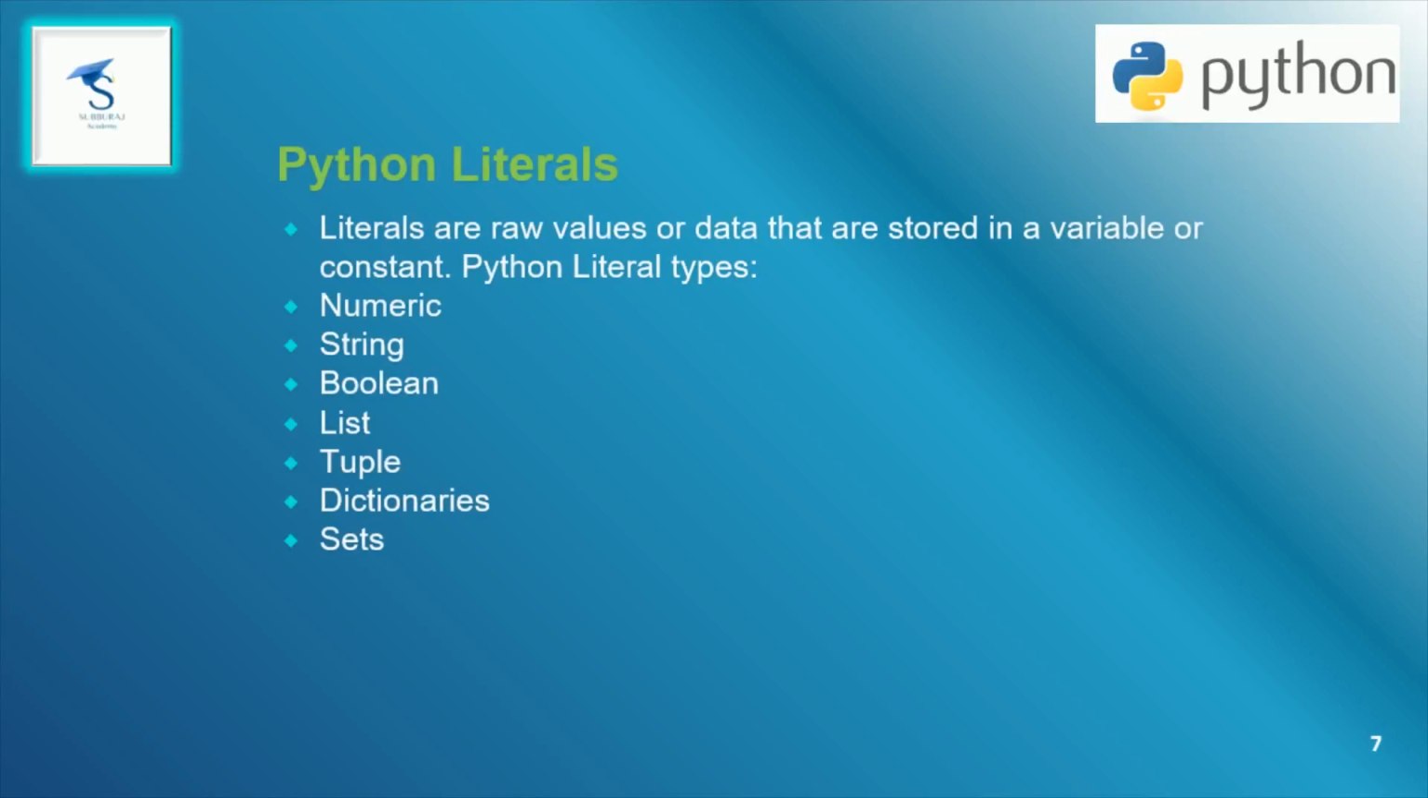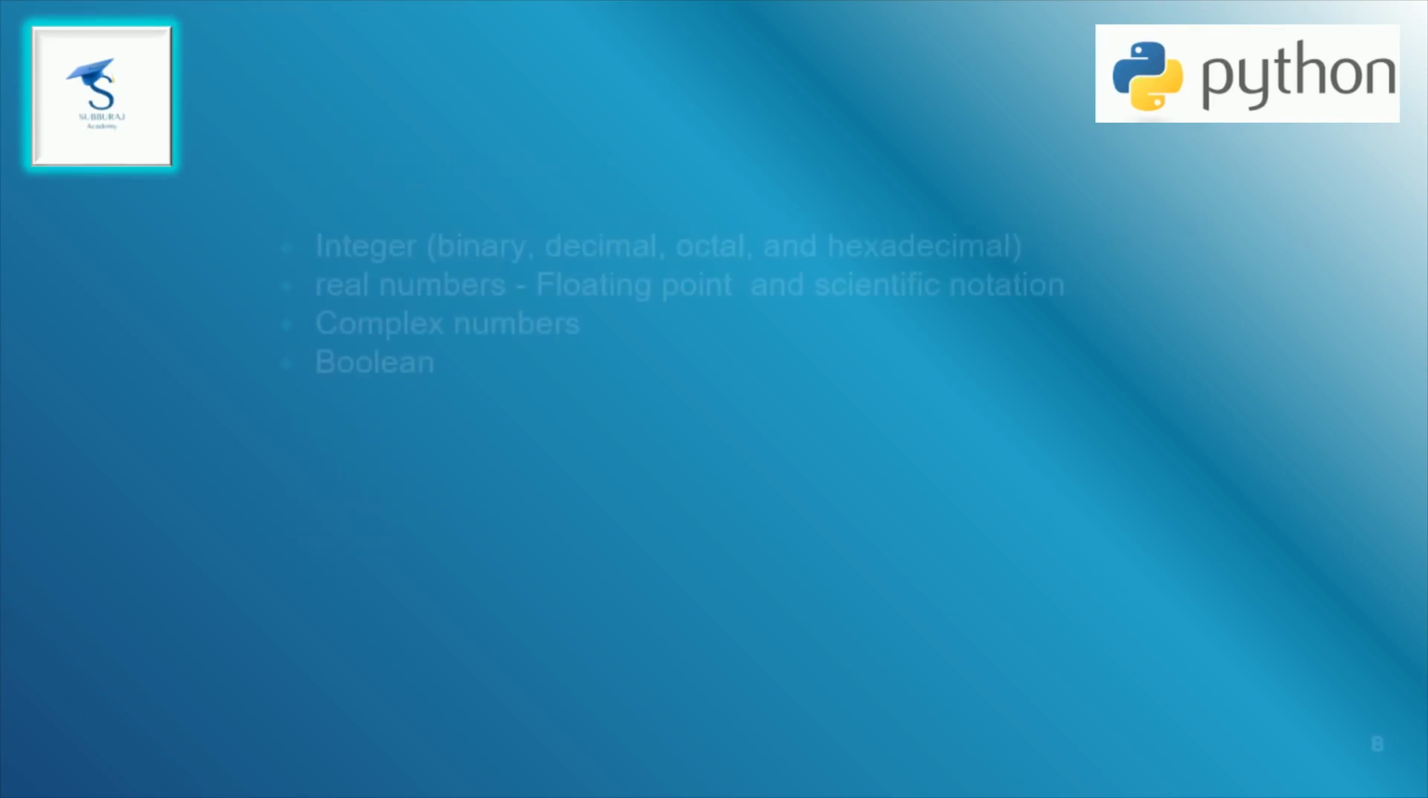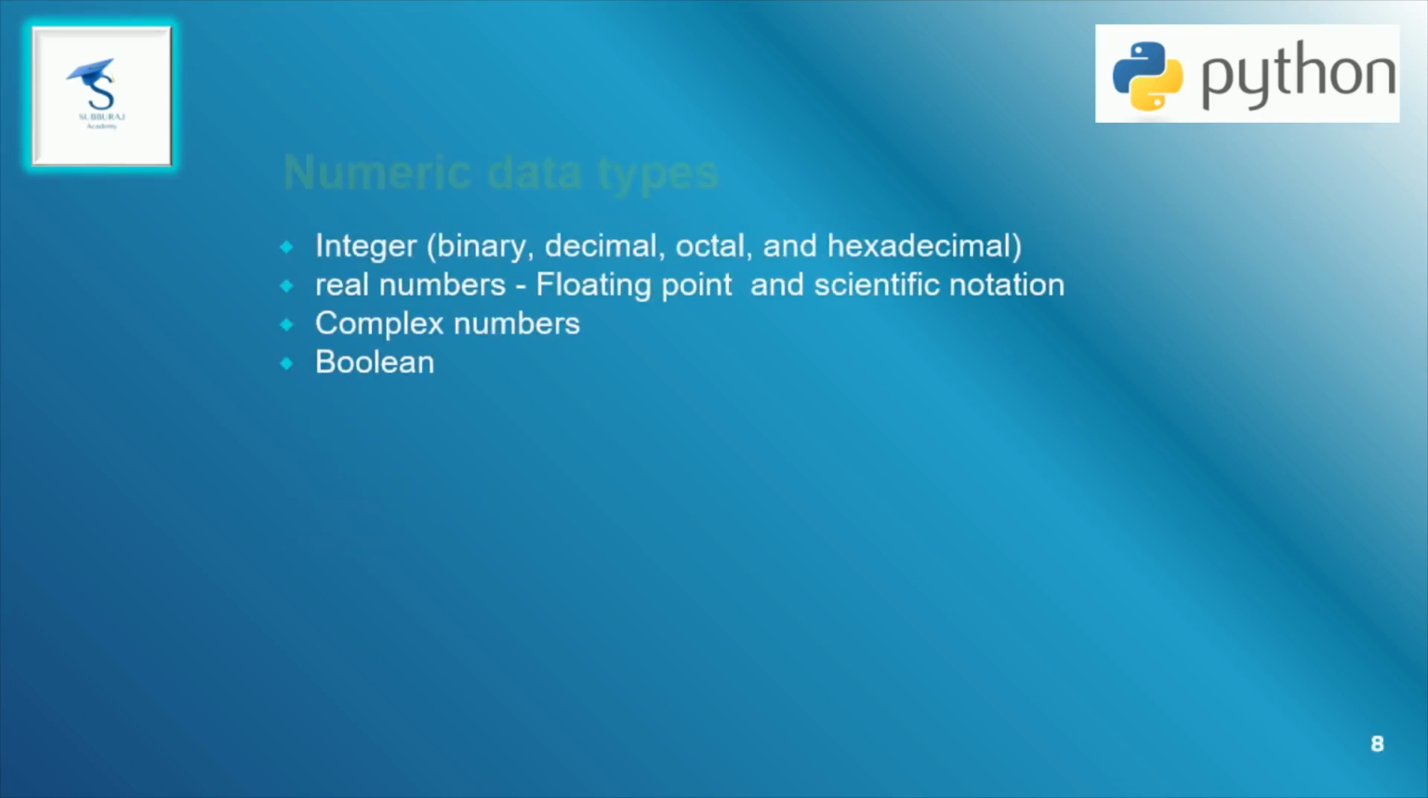Literals or raw values are data that are stored in a variable or constant. The slide mentions 7 types of literals. Numeric type includes numbers and booleans. Python supports 4 types of number systems: binary with base 2, decimal with base 10, octal with base 8, and hexadecimal with base 16. Complex numbers can also be used in Python.